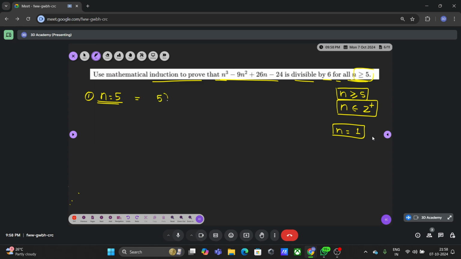So 5 cube minus 9 times 5 square plus 26 times 5 minus 24. Okay. Now when you simplify this, you get 5 cube is 125, minus 25 9s are 225, plus 26 5s are 130, minus 24. Now when you simplify this, what do you get? You get the answer as 6. So it means the condition is getting satisfied for n equals 5.